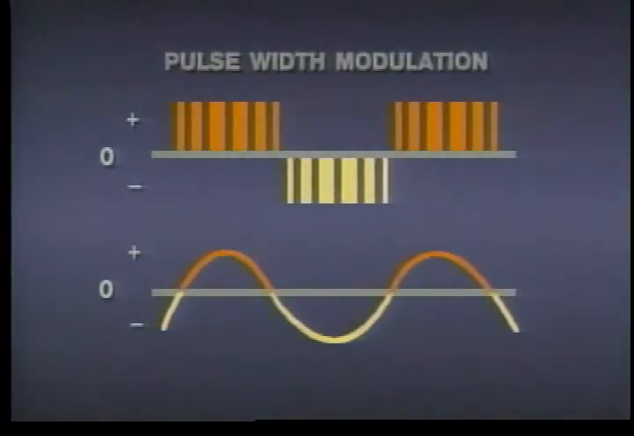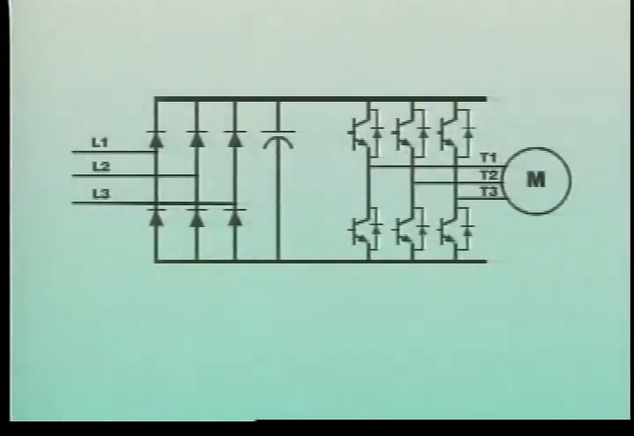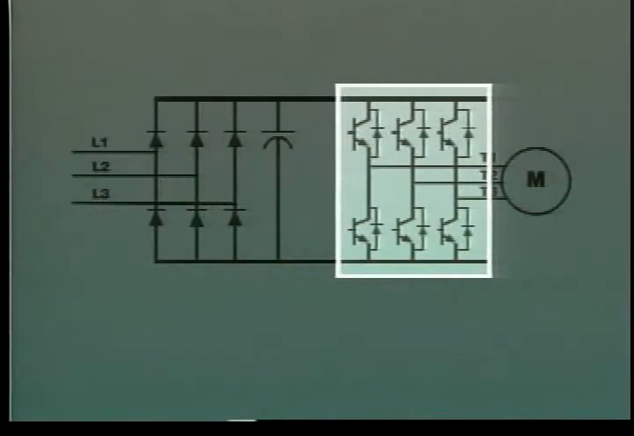The most common method of simulating AC current is called pulse width modulation, or PWM. This technique uses 6 specialized transistors, 3 connected to the positive terminal of the DC bridge, and 3 connected to its negative terminal.